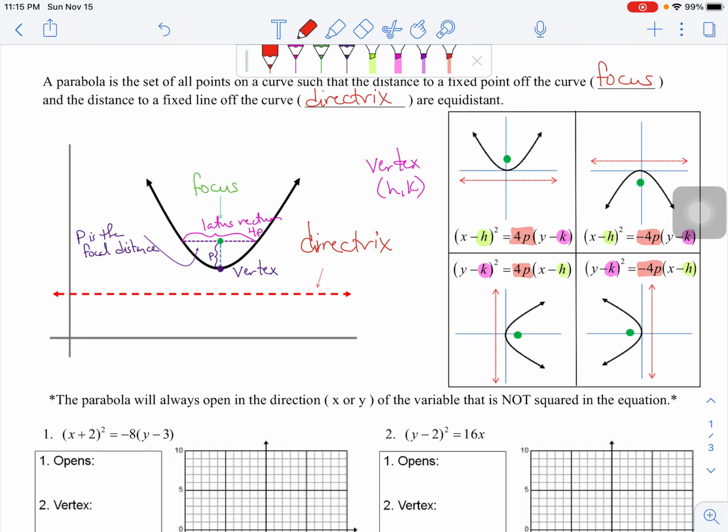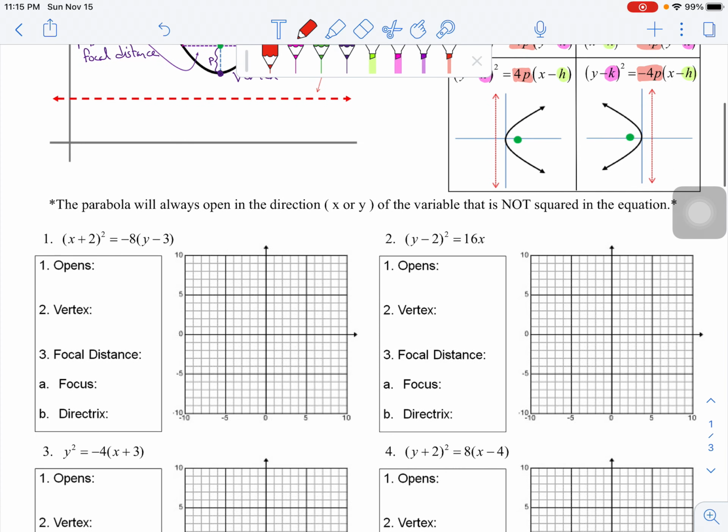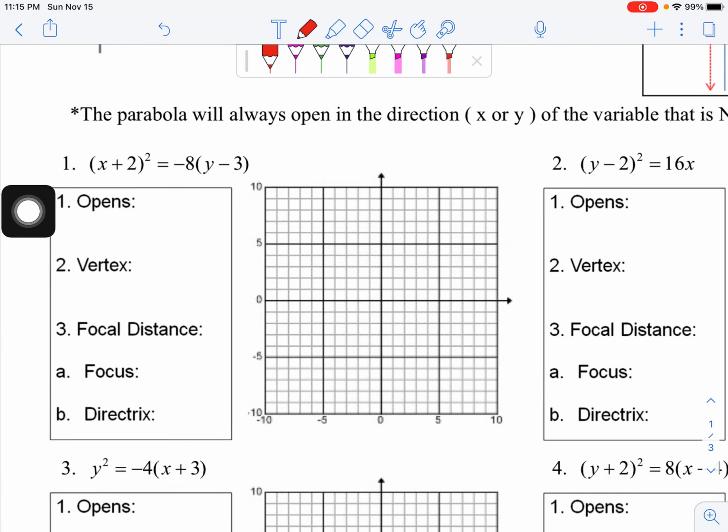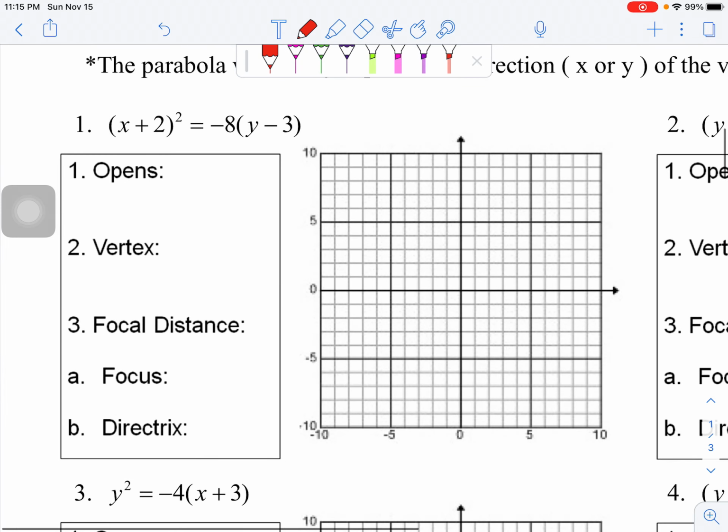All right, and when we graph, it oftentimes helps to just list out some information and then use it to graph, or list part of the information and then use some more information to get that information from the graph. All right, so I'm just going to focus on problem number 1 here.